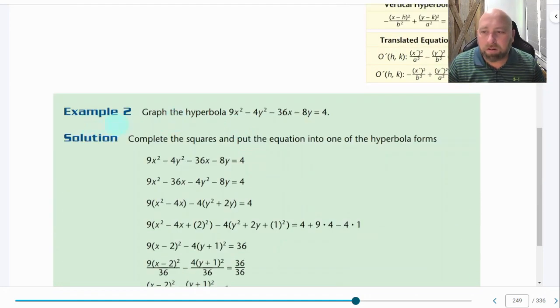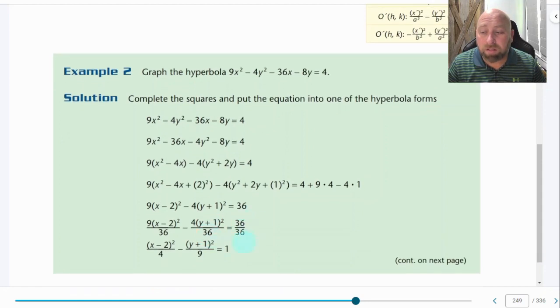Another thing real quick here in example number 2, what if they give you this equation right here and they say graph that? Well, we need to put it in standard form. This is not that hard. We've been doing this. Complete the squares. Once you complete the squares, you're going to make sure that you get this equal to 1, and that's going to give you your standard equation.